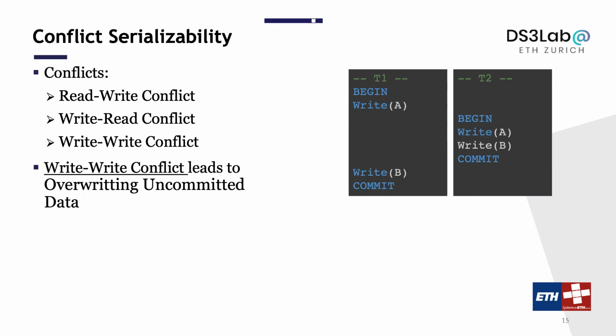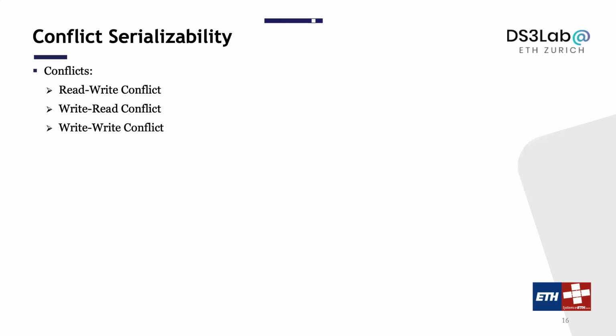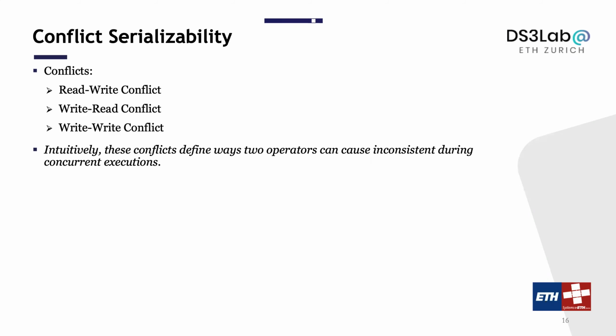So similarly, you have the write-write conflict. If T1 writes to A and T2 writes to A, there's a write-write conflict. So given all those conflicts, intuitively, all those conflicts define the ways that two operators can cause inconsistency during concurrent executions.